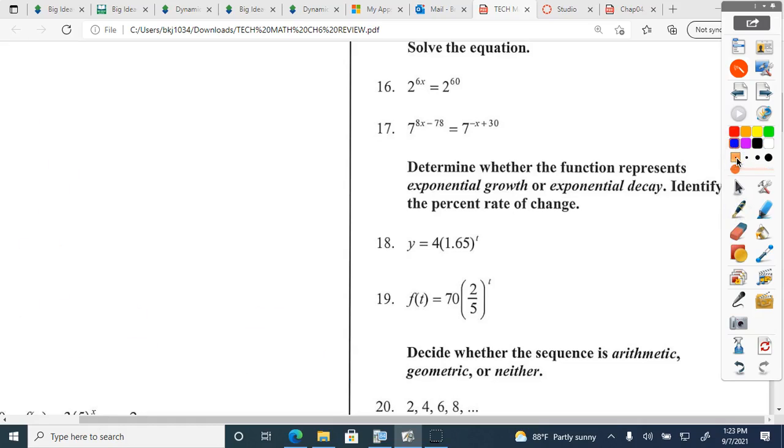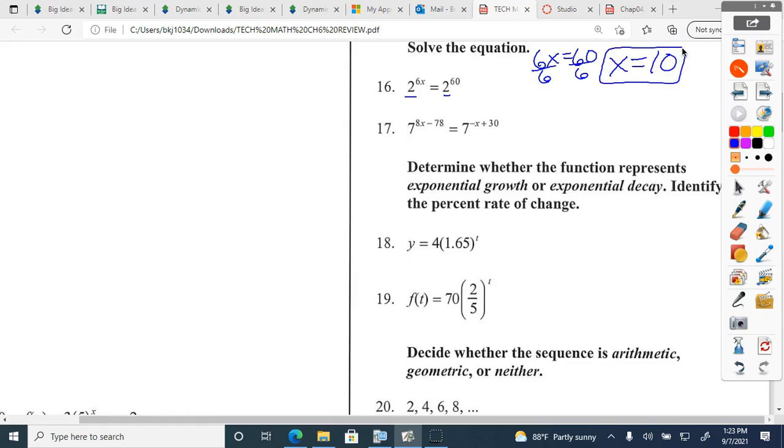What does equals mean? What's the equal sign mean? They're the same, right? Are the bases the same? Yes. So if the bases are the same, the exponents have to be what? So what does 6x have to equal? 60. And you solve that problem. X is what? 10. All right.